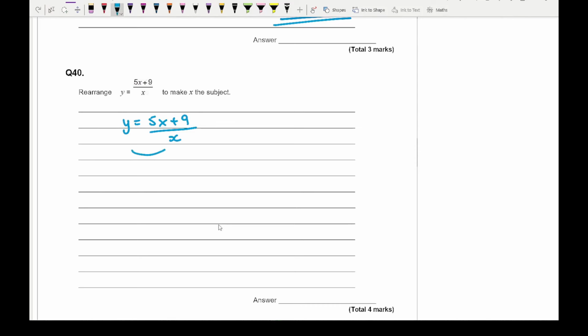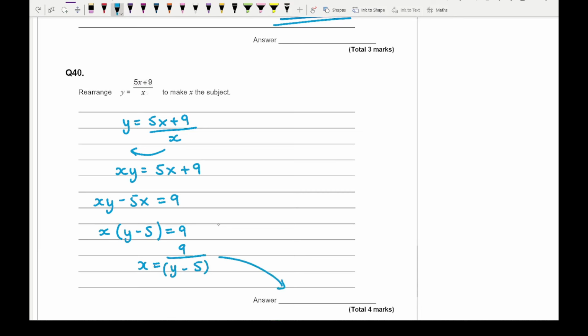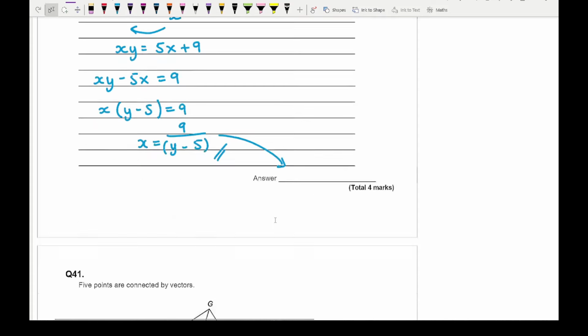So for this, I take the x over to the other side to end up with xy equals 5x plus 9. I then want to get all the x's onto one side, so I've got xy minus 5x equals 9. Then factorize with respect to x, and then take the bracket over to the other side to end up with x equals 9 over y minus 5. And if you want to put the brackets, that's fine, but that gives me the final answer, the rearranged formula for that.